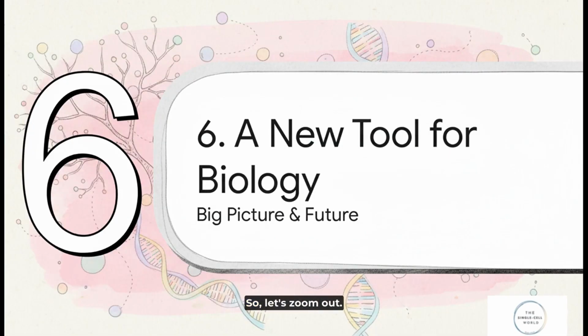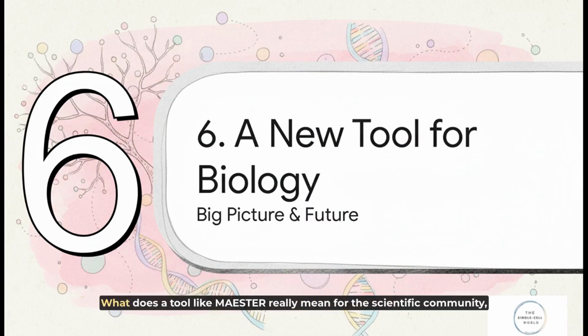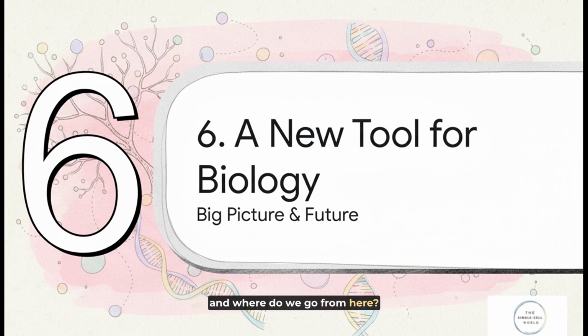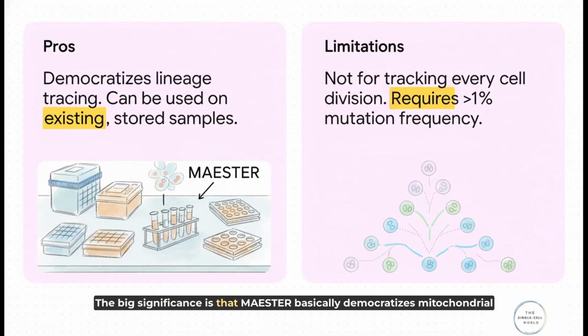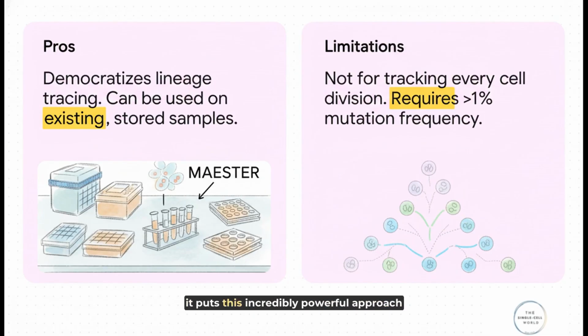So, let's zoom out. What's the big picture here? What does a tool like MAESTER really mean for the scientific community, and where do we go from here? The big significance is that MAESTER basically democratizes mitochondrial lineage tracing. By making it work with common lab equipment, it puts this incredibly powerful approach into the hands of way more scientists. You can even go back and use it on old samples you have stored in the freezer.